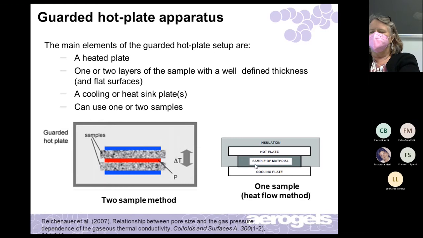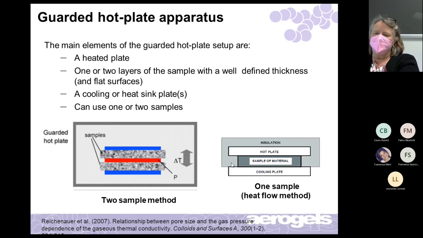In either case, with the one sample method, one of the complications is that you have to insulate it, because you want all of the heat coming from your hot plate to go through your material. And what's hard about aerogels is they are so insulating. So how do you insulate with something more insulating than an aerogel?